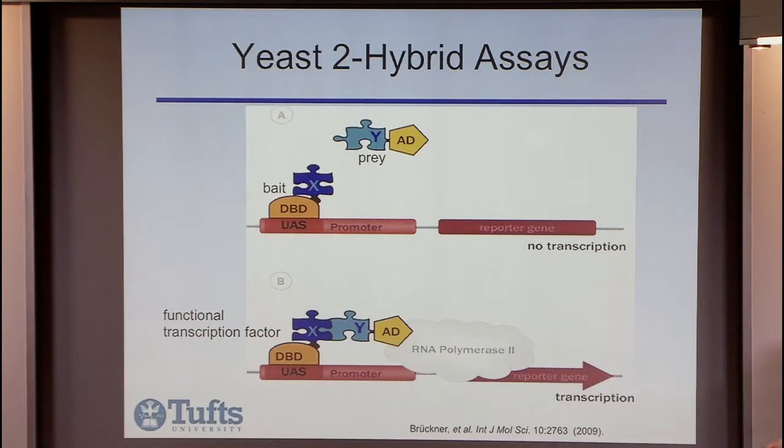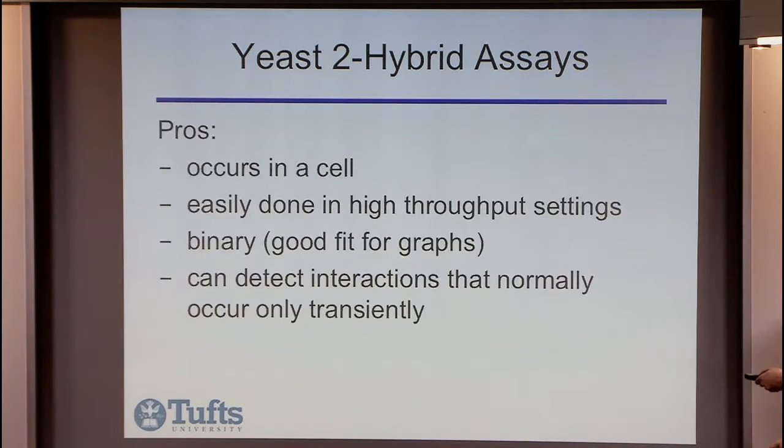Right, so briefly, the basic idea of yeast two hybrid assays is to use the cell's own machinery, its own transcriptional machinery, to tell you about protein interactions. And so the idea is we build a construct. We have a DNA binding domain.